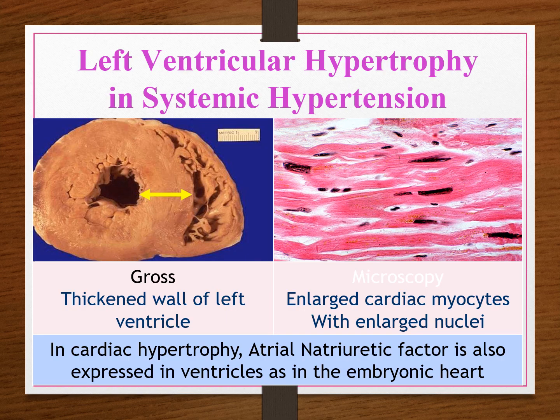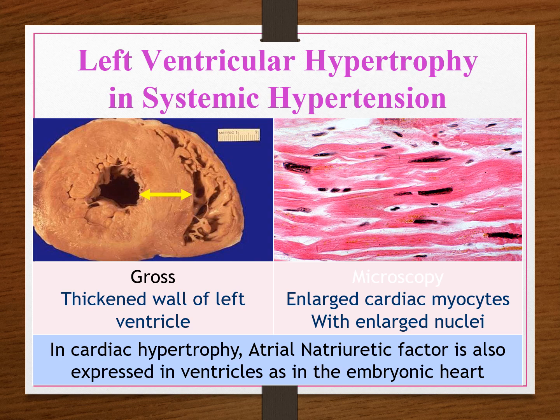Coming to the picture, you can clearly understand by seeing itself there is an increase in the size of the cells. Left ventricular hypertrophy in a case of systemic hypertension. Grossly, there is thickened wall of the left ventricle indicated by yellowish arrow. And in the microscopic picture, you can observe the enlarged cardiac myocytes with enlarged nuclei.